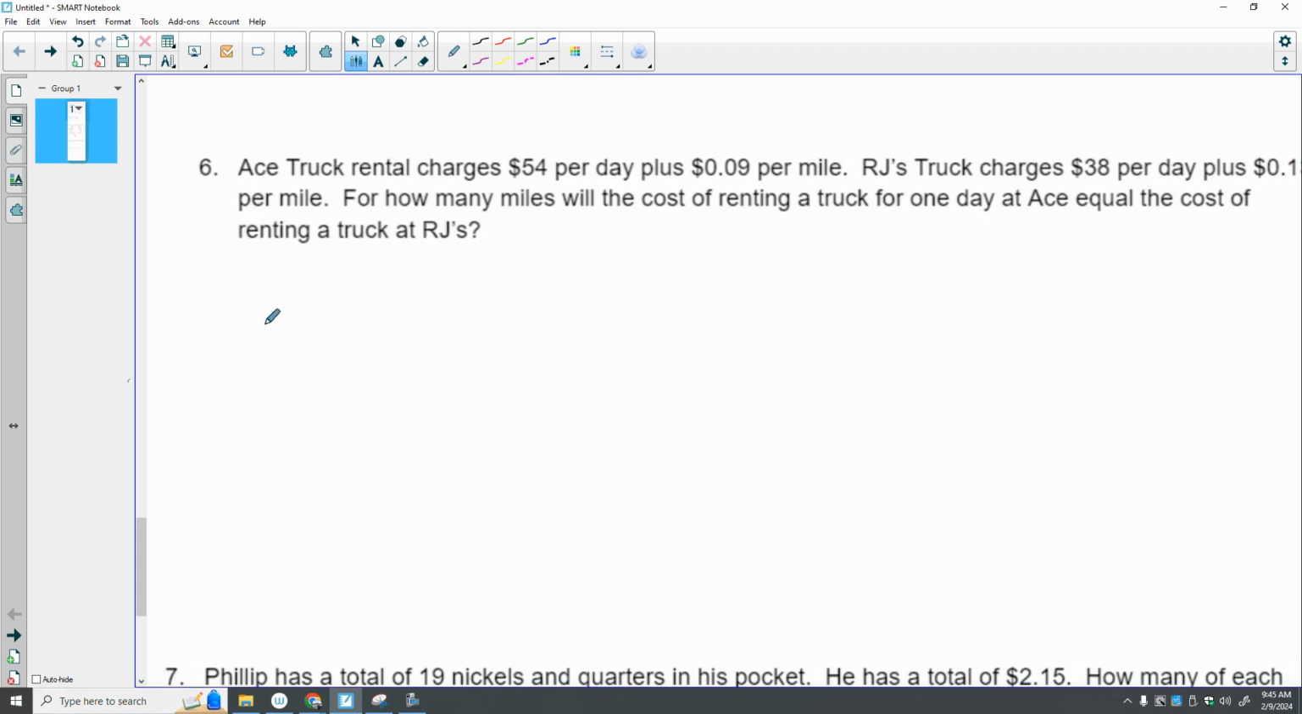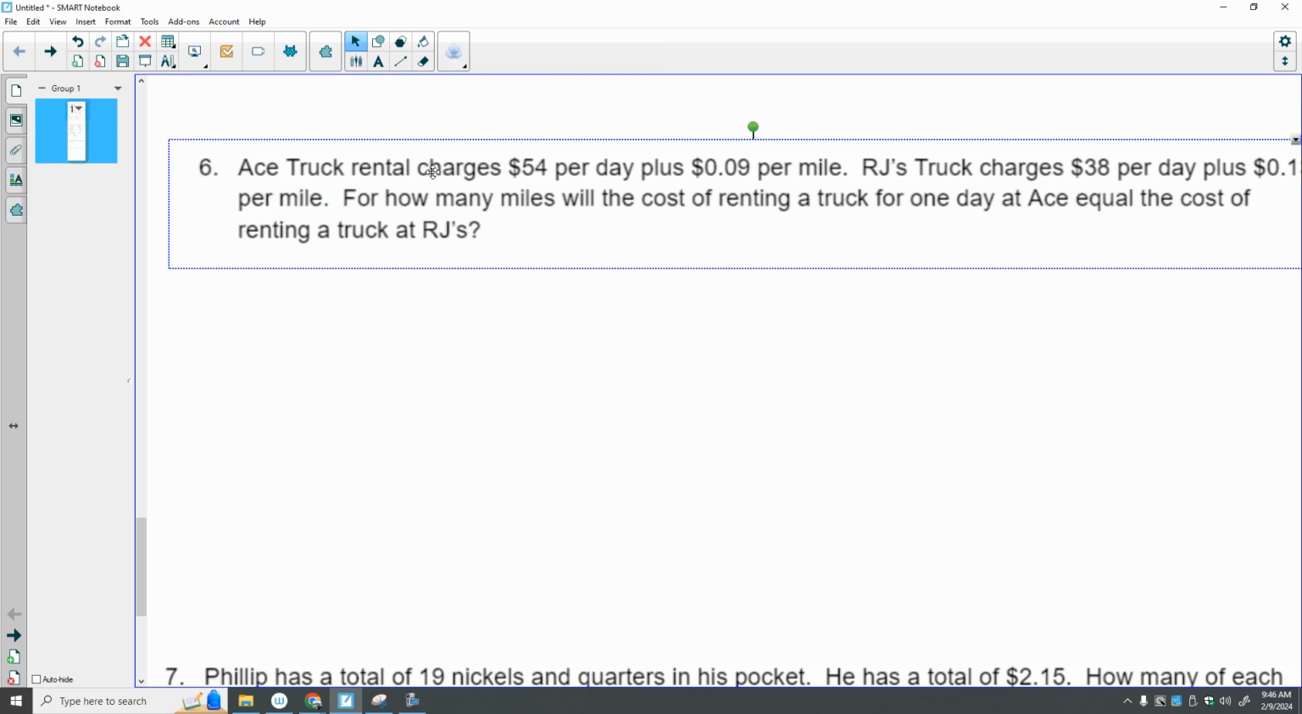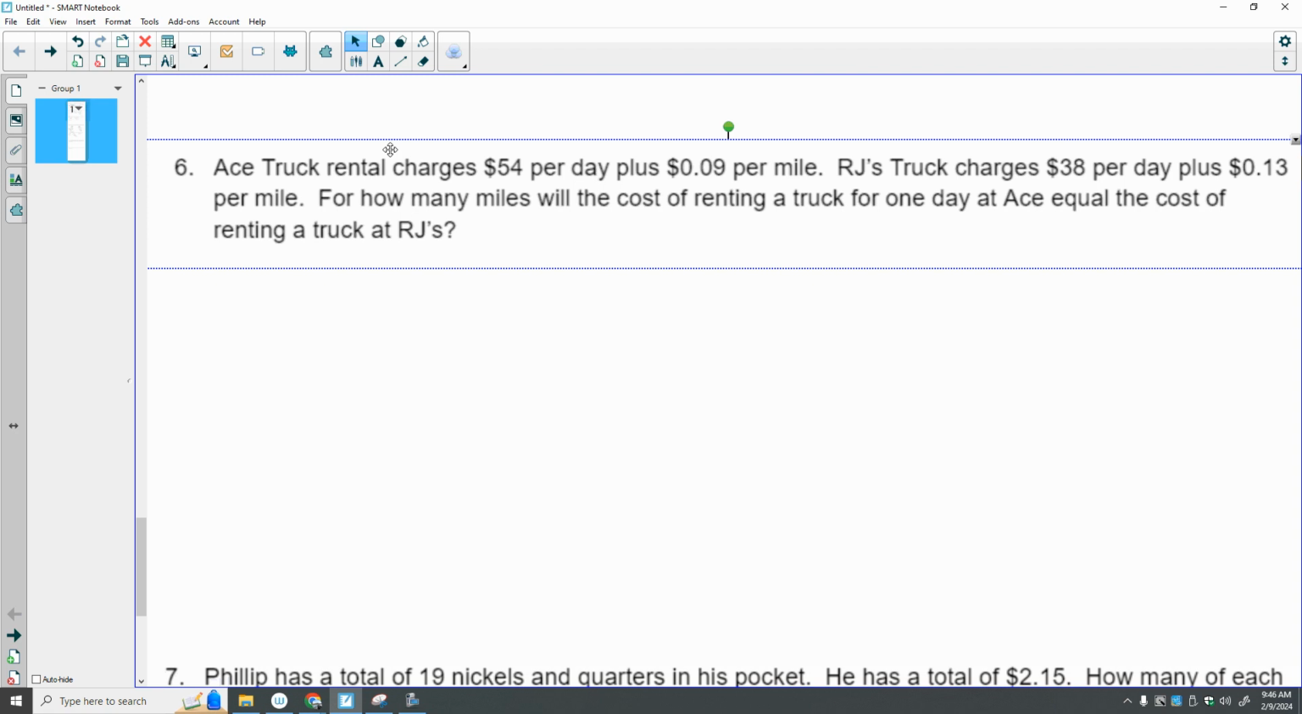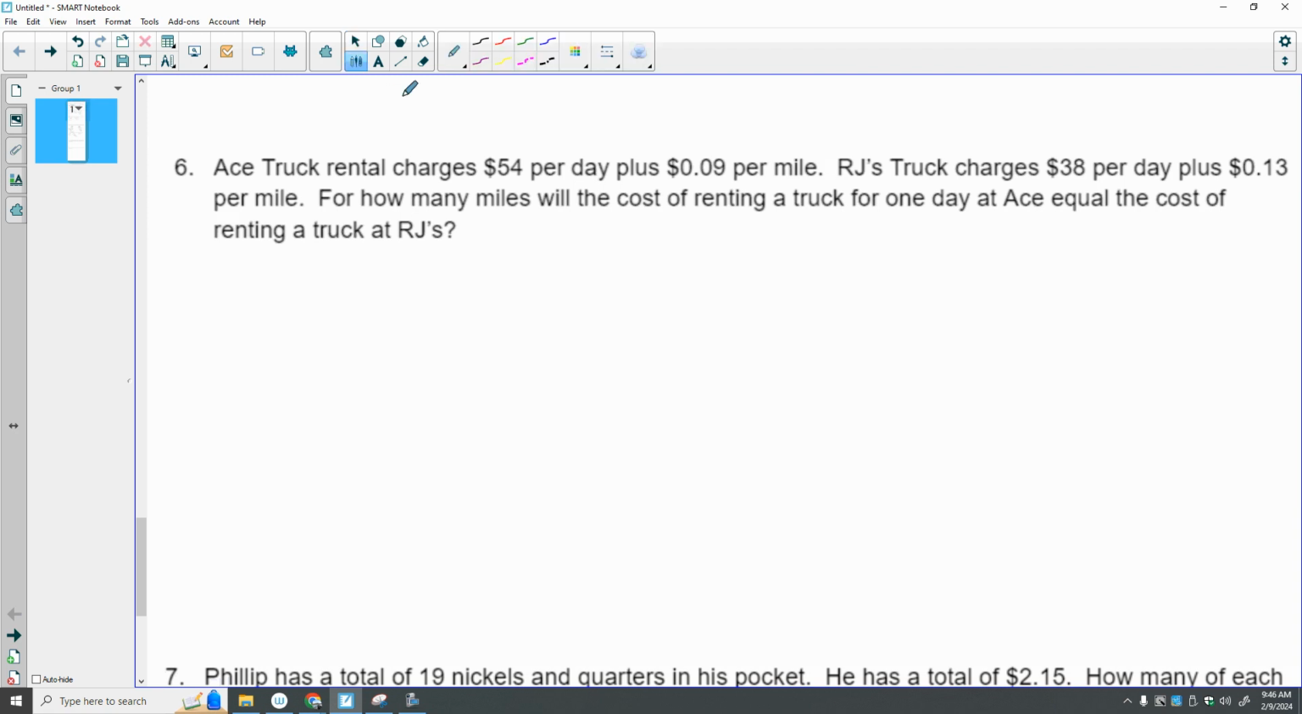Okay, so Ace Truck Rental charges $54 per day plus 9 cents a mile. RJ's charges $38 per day plus 13 cents a mile. How many miles will it cost renting a truck for 1 day for the cost to equal the cost at RJ's? All right, sorry, I read that one a little clumsily, but I think we get the idea.